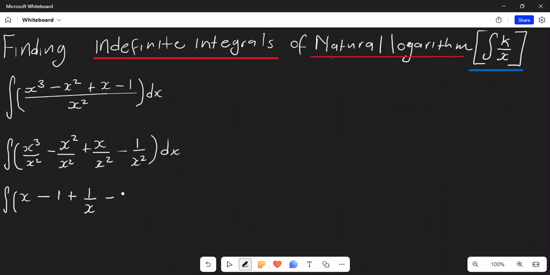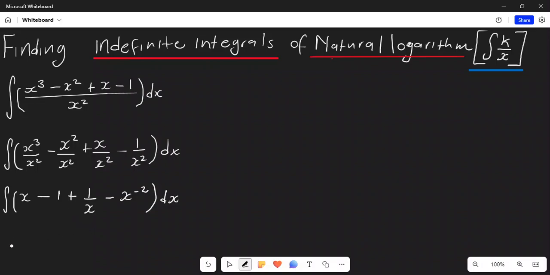Can I write it like this, x to the power of negative 2? Yes. Remember, when you take the base from the denominator and put it in the numerator, the exponent changes sign, so this becomes negative 2 as an exponent. As you can see, now we have 1, 2, 3, 4 terms.